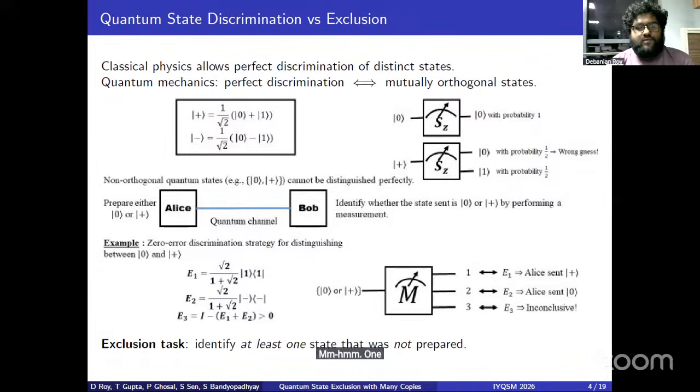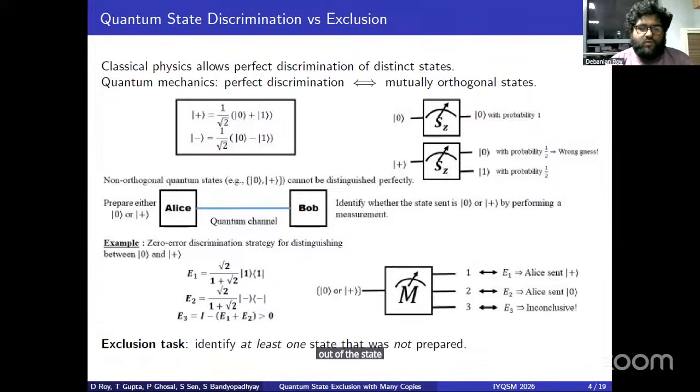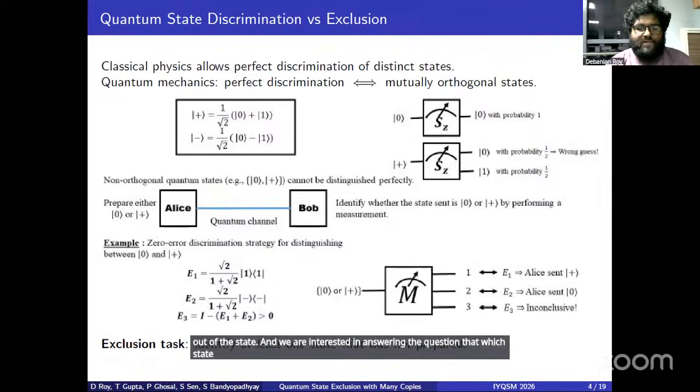One of the other ways to tackle this is quantum state exclusion, where we do not ask the question which state was prepared by the referee. In case of non-orthogonal states, this is particularly useful because we can extract some reliable information out of the state, and we are interested in answering the question: which state was not prepared?